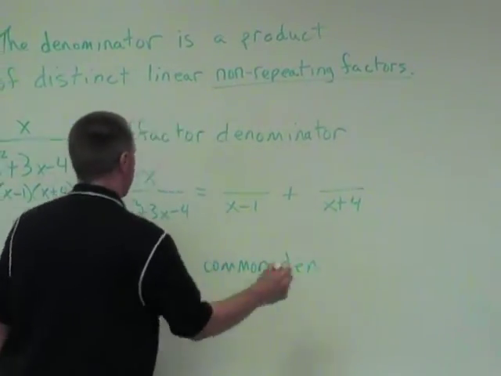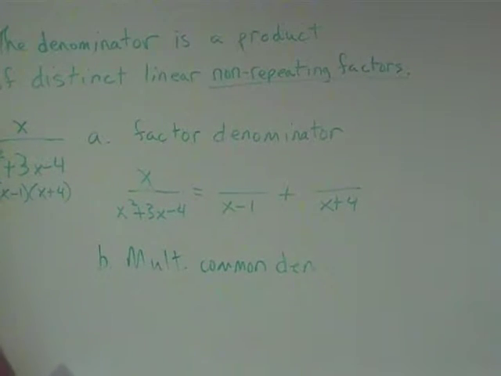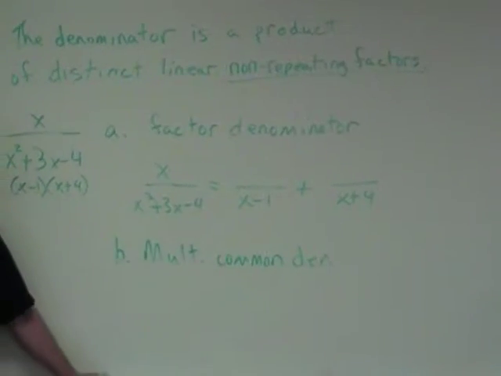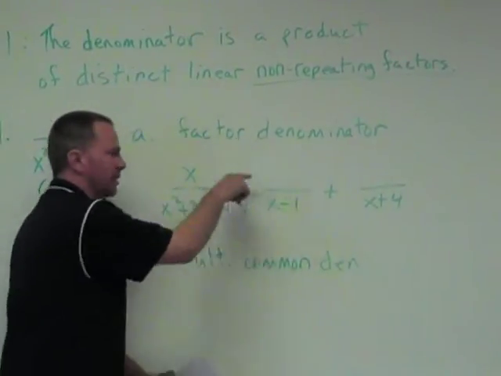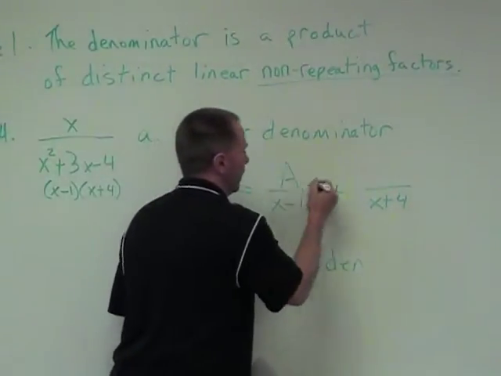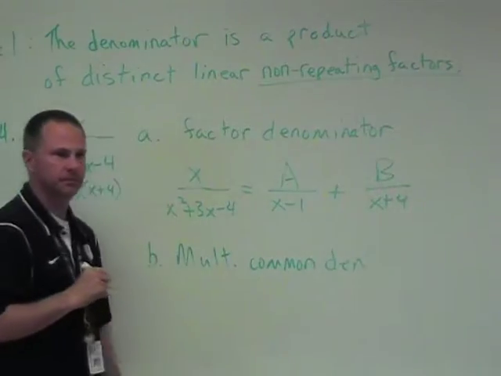And you already know what the common denominator is, you told me. You factored it, but that's the common denominator, isn't it? Okay, so we're going to multiply both sides. But here's what you're missing up here. What are we missing up here? We don't know A, we don't know B.